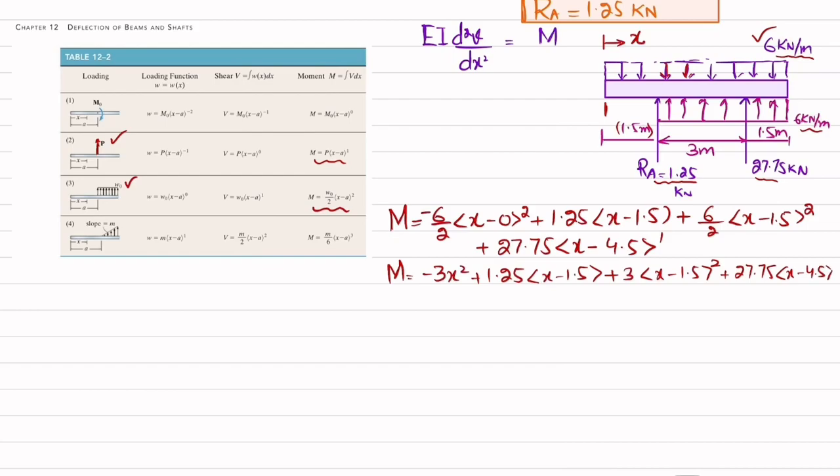Now put the value of M in this equation. So you will get EI d square V over dx square will be equal to minus 3x square plus 1.25 times x minus 1.5 plus 3 into x minus 1.5 square plus 27.75 into x minus 4.5.